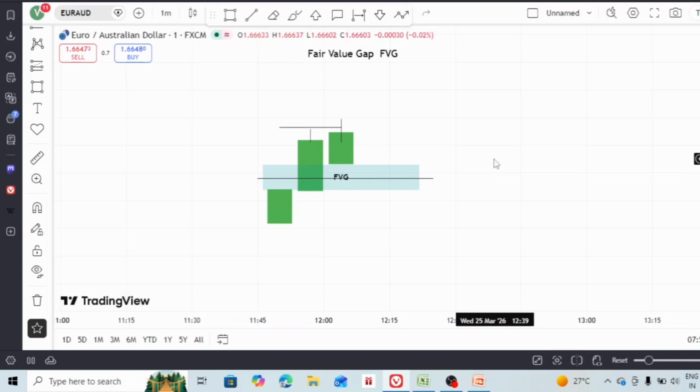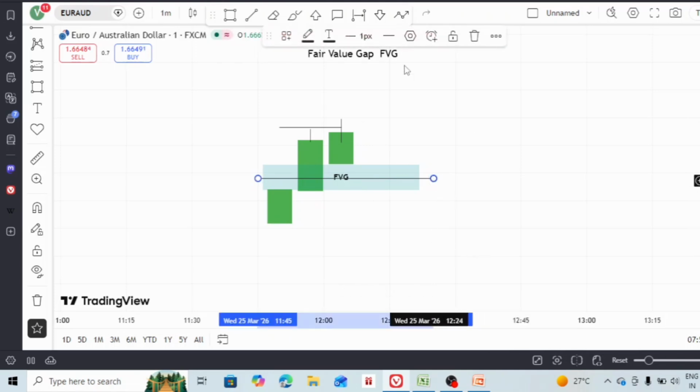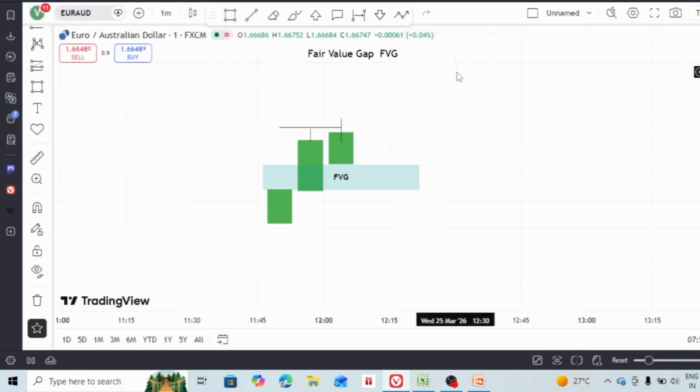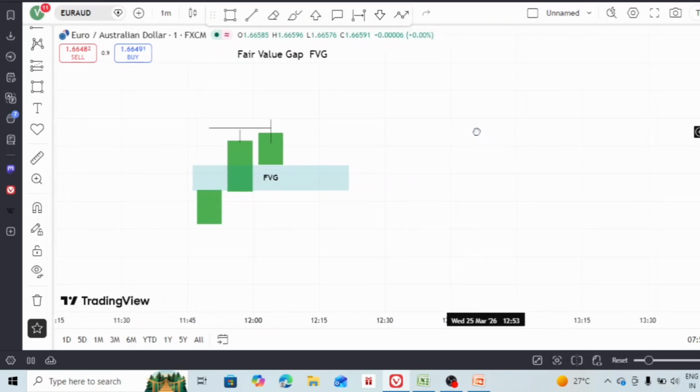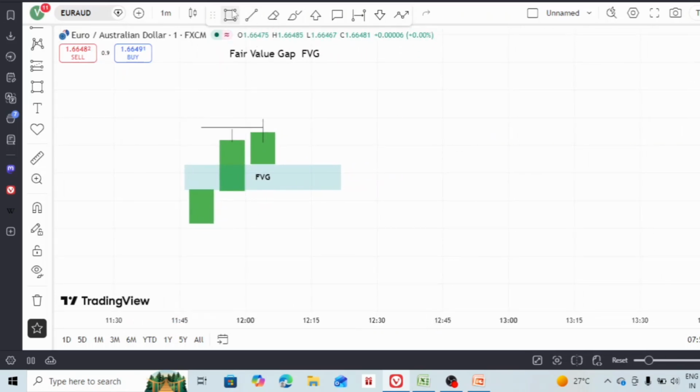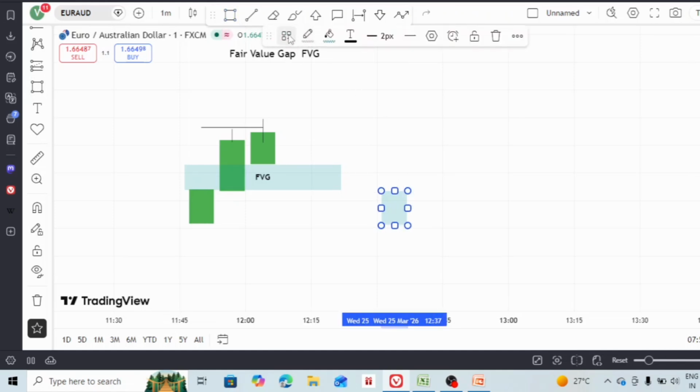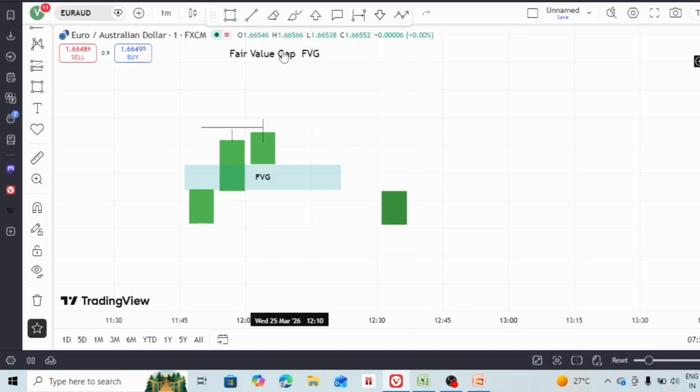Let me also give you an example of different scenarios where you can find the fair value gap. So this is one fair value gap. Let me give you another example. You can find the fair value gap like this as well. Let me change this one to a bullish candle, and here is another candle.